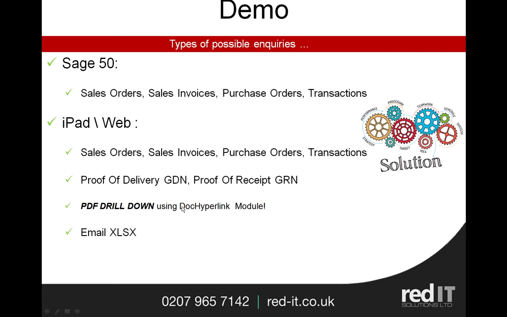So, just to confirm, we've just looked at what was available in Sage and how that has been enhanced in Mobile2Sage to have proof of delivery, signatures, copy invoices, and also the ability to email those things out. So the combination of the Mobile2Sage application and our doc hyperlink module, which allows us to hold PDF copies of documents, then greatly enhances the usability of the system.